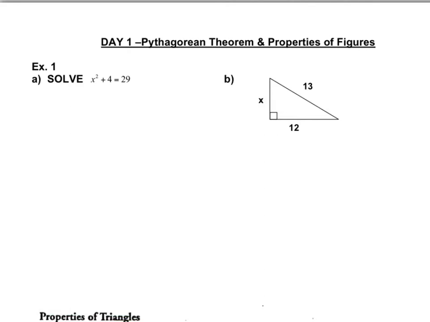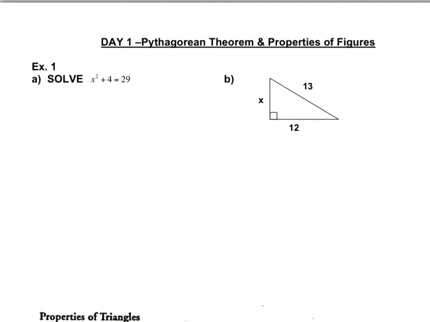This is pretty much review, so we're not really getting into the trig stuff today. We're going to start off with Pythagorean theorem and just some general properties that are probably review from the past, but you've probably forgotten, but that's okay. So let's run through two quick examples.